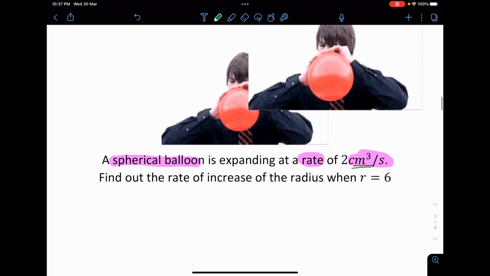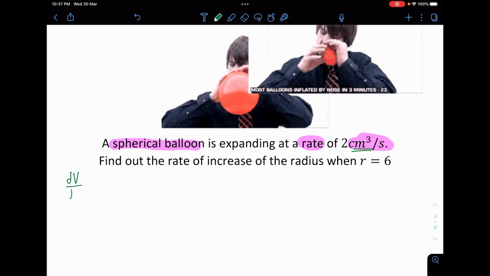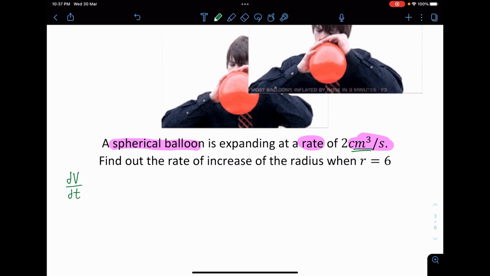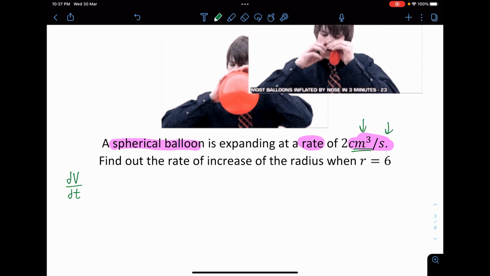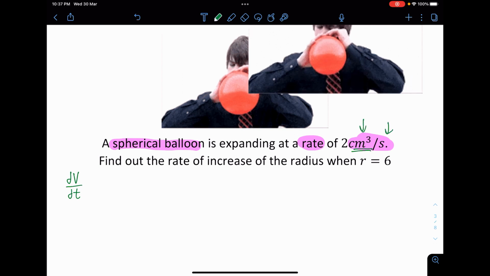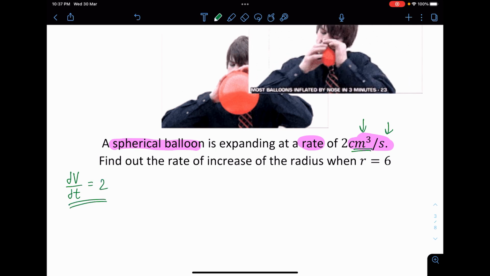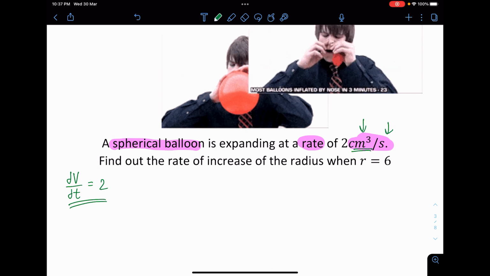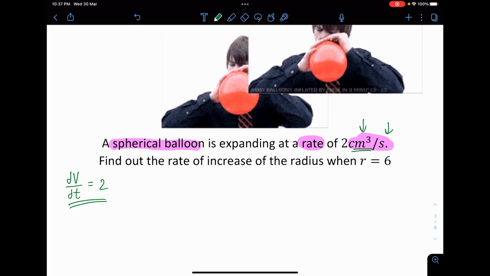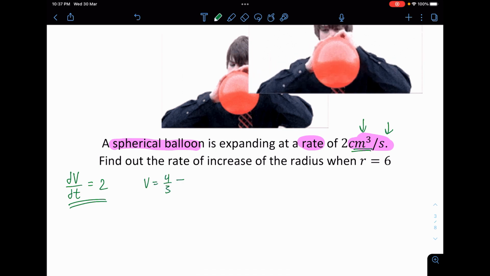So what is this in the question? This tells you the rate of change of the volume, dV over dt, because cm³ is volume and s is second, so that is time. dV over dt equals 2. That's the first piece of information I got from the first sentence. The second piece of information I can gather is V equals 4/3 πr³.